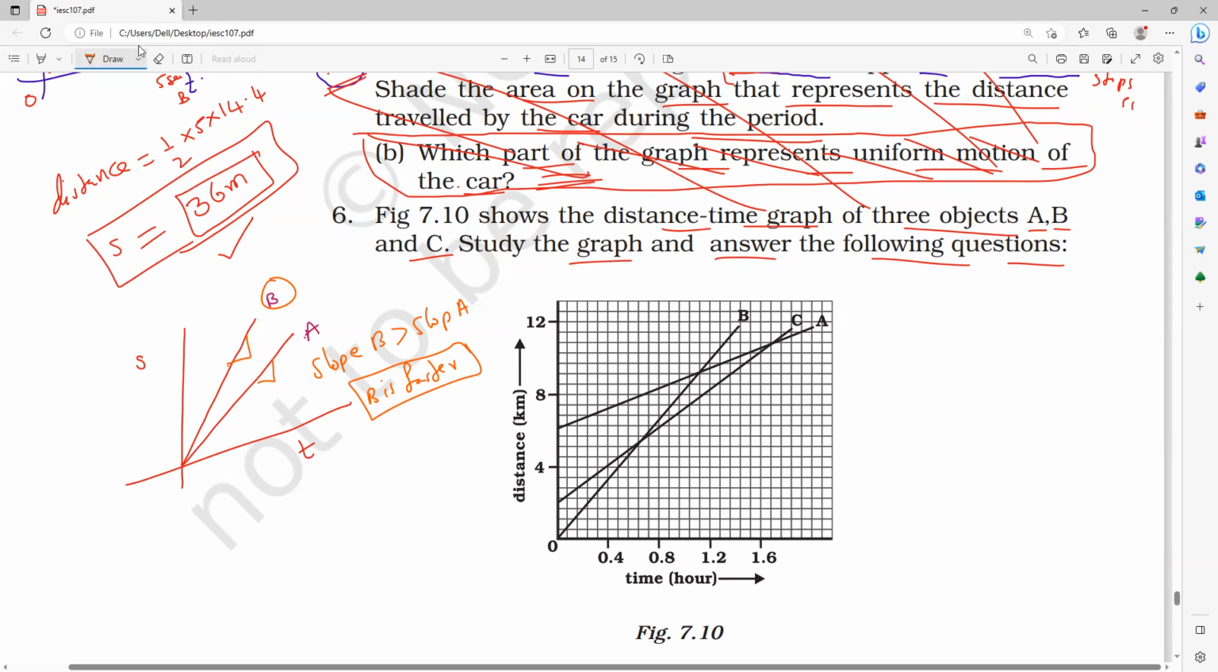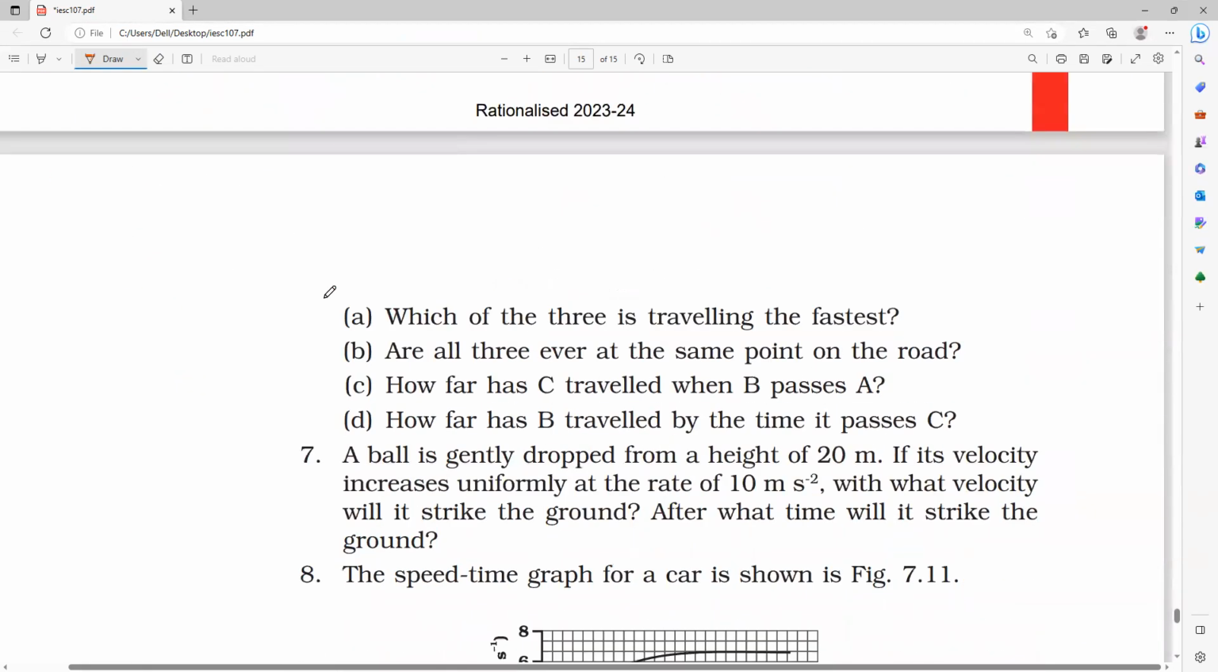Now in the given question, observe that three bodies are traveling. One is body A, another is body B, another is body C. Be very careful. Study the graph and answer the following questions. That is our target. First one: which of these three is traveling the fastest? That is my question.